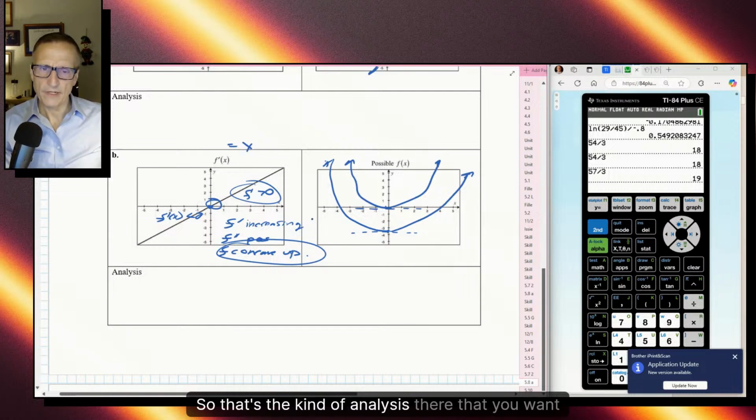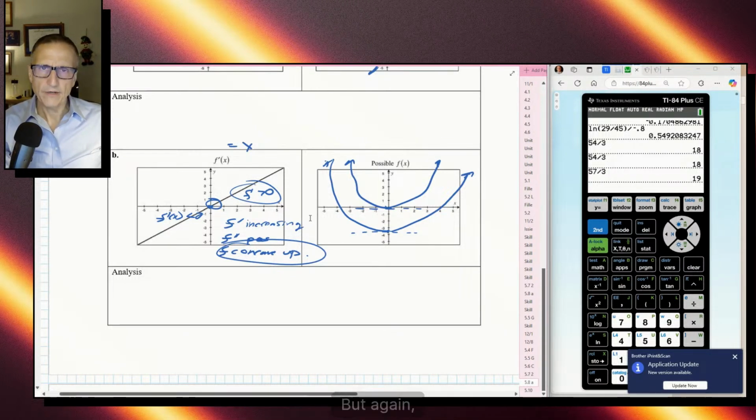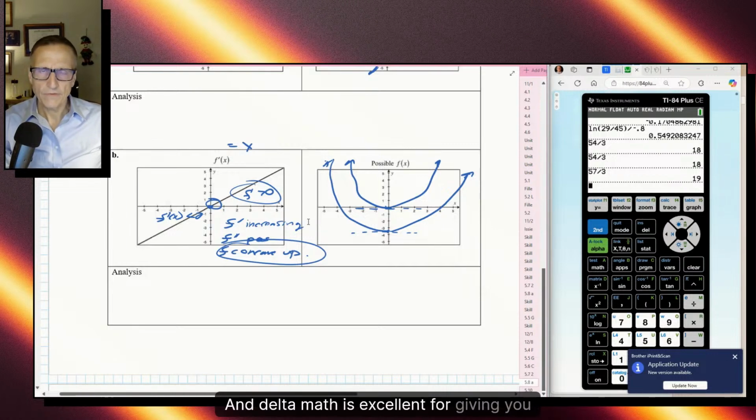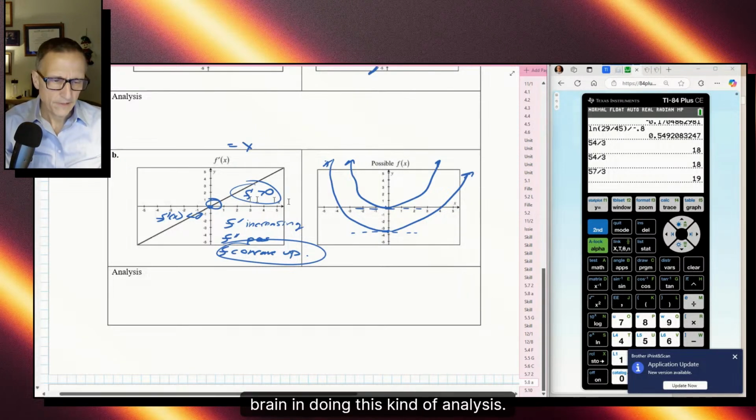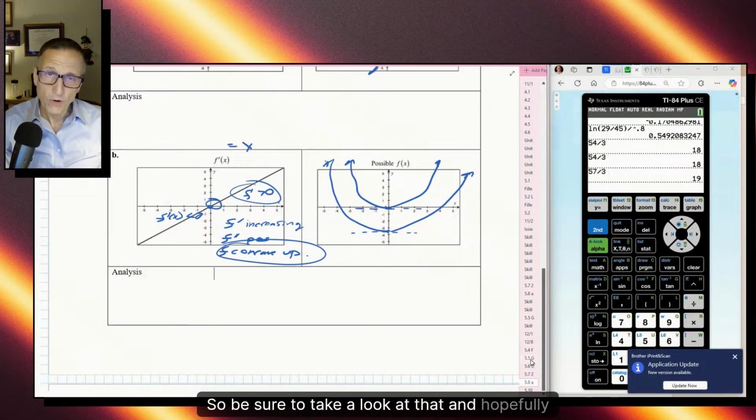So that's the kind of analysis there that you want to do. But again, lots and lots of practice is required on these, and Delta Math is excellent for giving you lots and lots of questions for you to exercise your brain in doing this kind of analysis. So be sure to take a look at that, and hopefully your teacher is maybe using Delta Math for that.